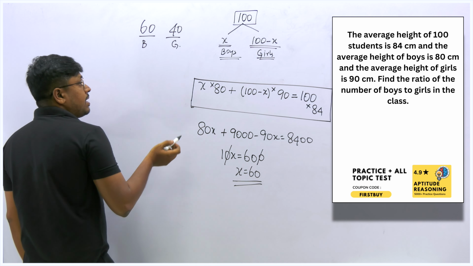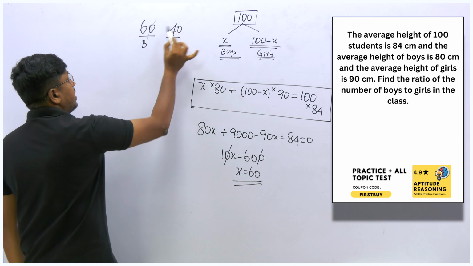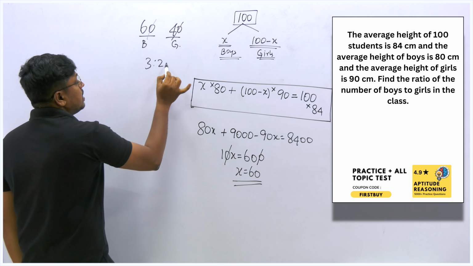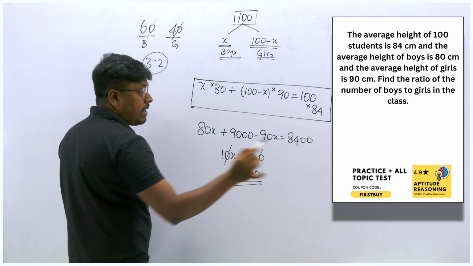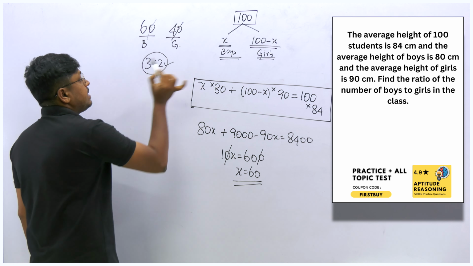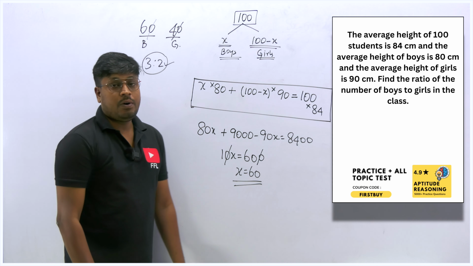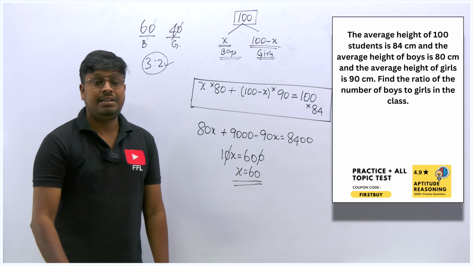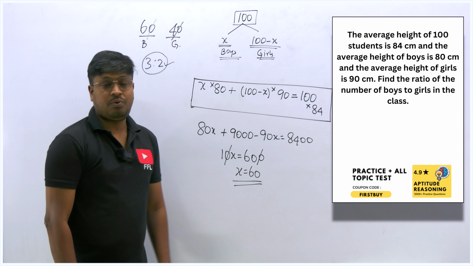According to the question, our target is to find the ratio. So if you cancel it, this will be 3:2. So our target is to find the ratio, right? Find the ratio of the number of boys and girls. So finally the ratio of the total number of boys and girls is 3:2, which will be the answer for this question.